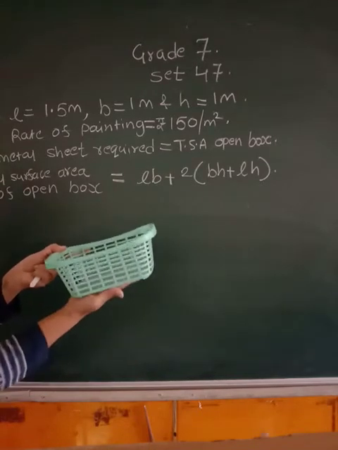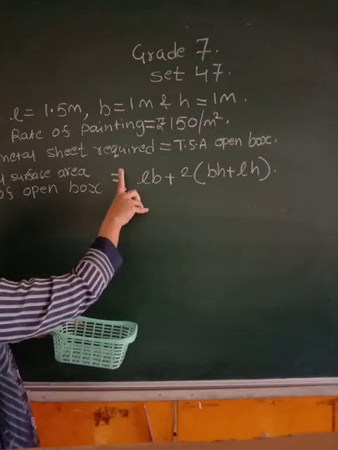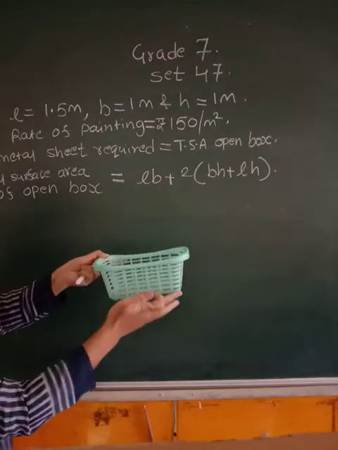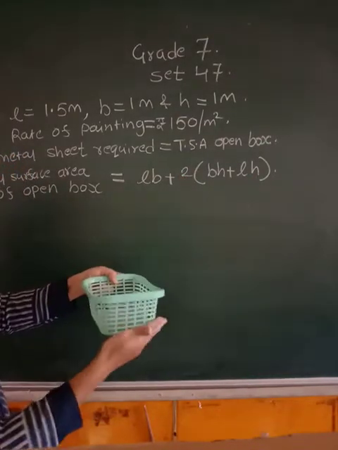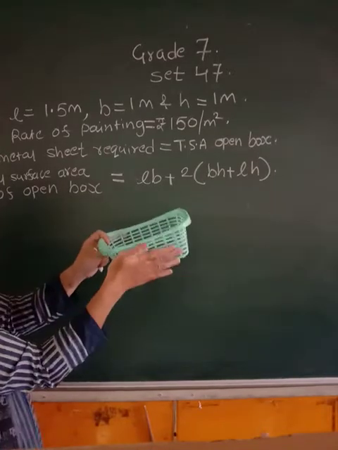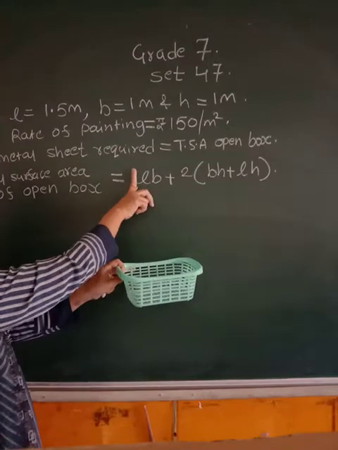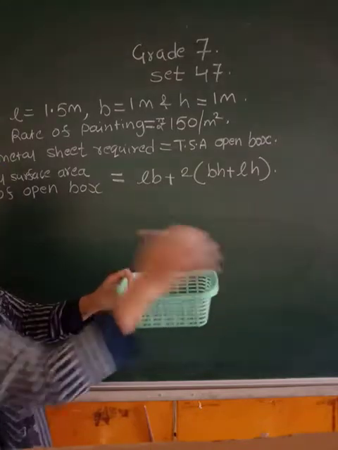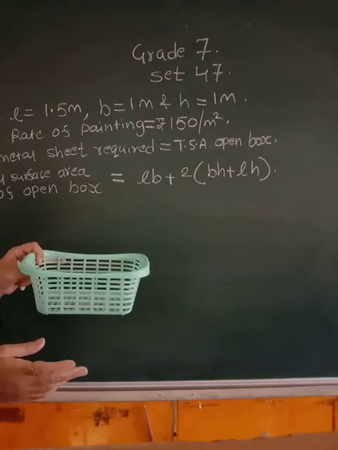So we have this part only, which is equal to length into breadth, and I have written it only once. Twice what will come? This side will come twice, which is length into height, and this is breadth into height, which also comes twice. This side and this side come twice, and this side and this side come twice, but this side only once. So I have written it only once and not multiplied it by 2. That is how we calculate the total surface area of the open box.